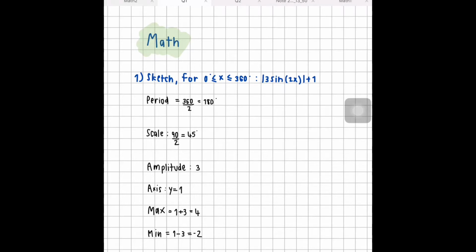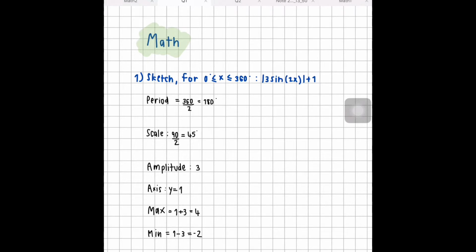Hello everyone. Today I will discuss trigonometry. Today I will discuss three things. The first one is graphing. The second one is finding the angles, and the third one is identities. Let's start with the first one.